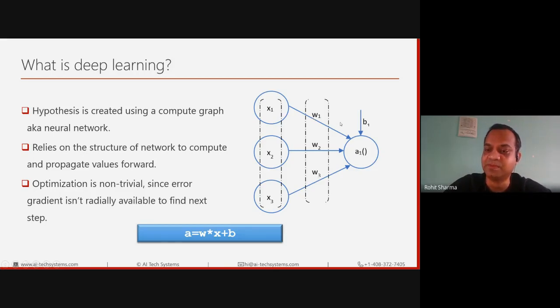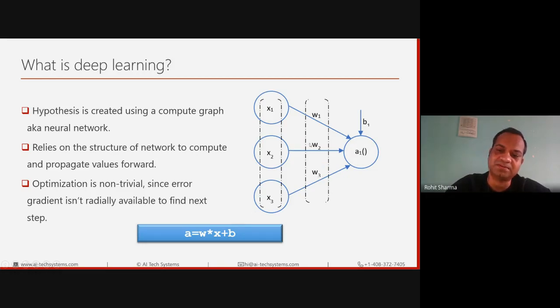W1 times x1 plus B1. So this is the bias for this neuron. So this is as simple as that: A is equal to W times X plus B. Now, if you consider x2 and x3 along with W2 and W3, what it becomes is a matrix and vectors. So x1, x2, x3 is one vector, W1, W2, W3 is another vector, and A is still equal to W times X plus B. Here, W is transposed.